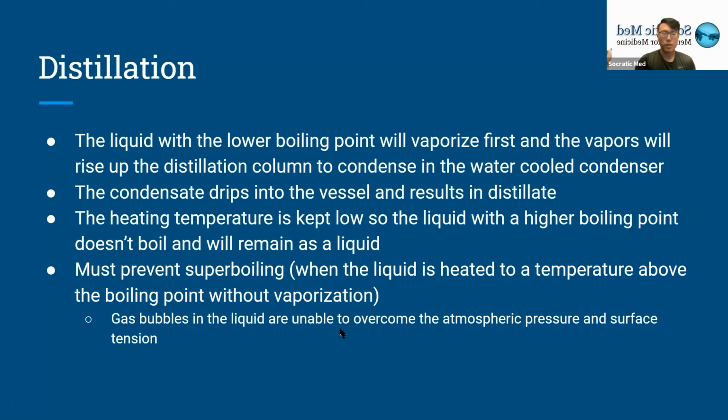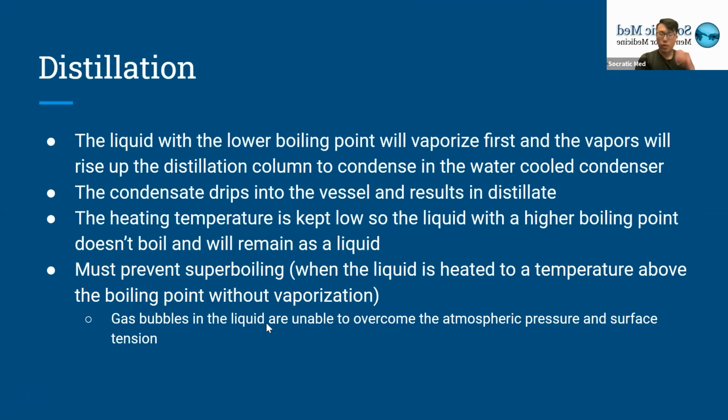A key thing for distillation is you want to prevent superheating. This is when you heat the liquid too fast. It is heated to a temperature above the boiling point without vaporization. The temperature is heated up too fast, too high, and the liquid is above its boiling point, but nothing is boiling. This is because the gas bubbles in the liquid are unable to overcome the atmospheric pressure and surface tension. So the solution will be at its boiling point, but not boil. This is known as superheating.